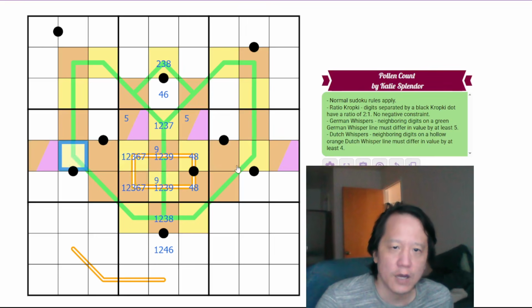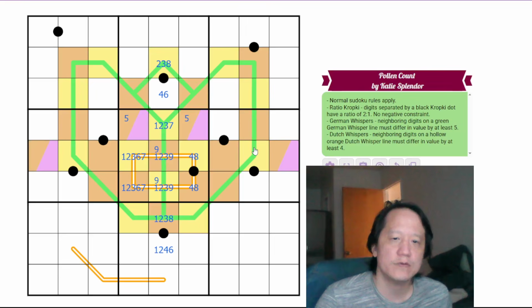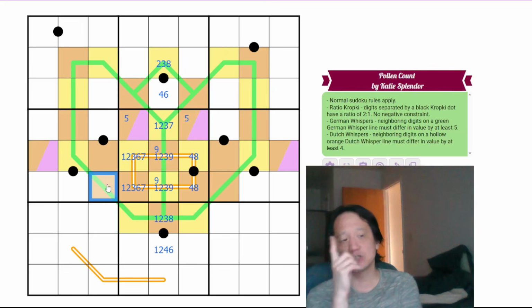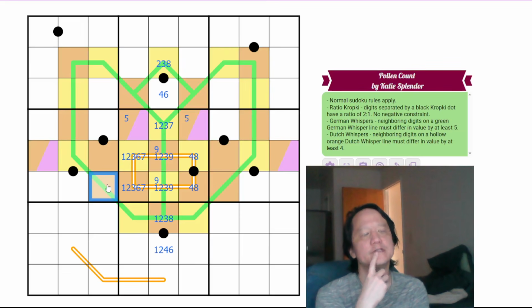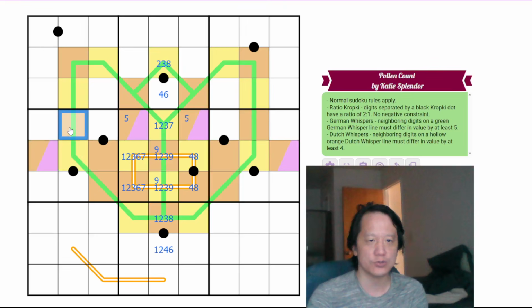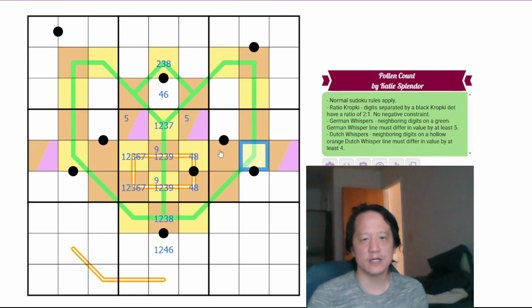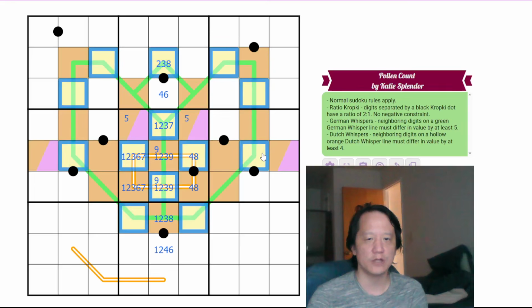These digits. So, if yellows were high, the only high digit which can be next to 2 unique digits on a Whisper 5 line, and be next to a black Kropke dot, is 8. 7 and 9 can't be, because 5, 7, and 9 can't be next to a black Kropke dot. And 6 can only be next to 1 unique digit on a Whisper 5 line. And these are both next to 2. So these would all have to be 8 here if yellow were high. So yellow cannot be high. Yellow has to be low.